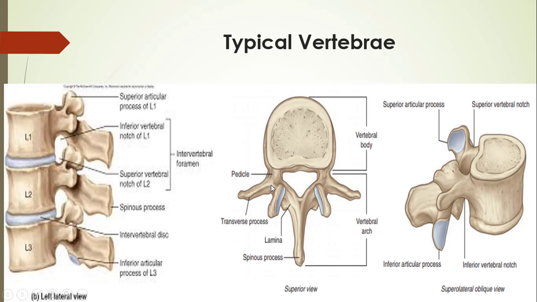We have two superior articular processes and two inferior articular processes, one on each side. The superior articular processes articulate with the inferior articular processes of the vertebra above, and the inferior articular processes articulate with the superior articular processes of the vertebra below. Now look here, between the vertebral body and the origin of the articular processes, superiorly and inferiorly, we have notches on each pedicle, and these notches form the superior and inferior margins of the intervertebral foramina.